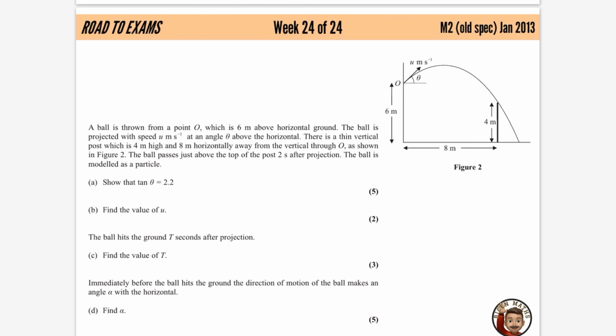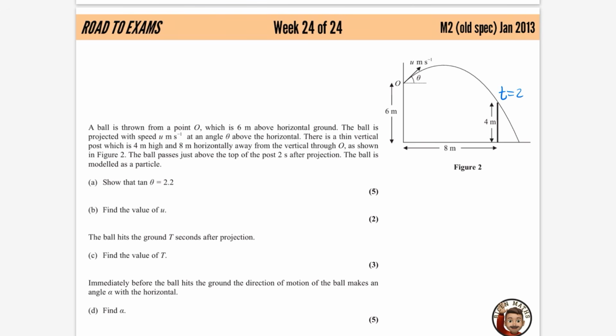So here we've got that a ball is being thrown from a point O in this projectiles question, which is 6 meters above horizontal ground. The ball is projected with speed u at an angle theta above the horizontal. We can see that in the diagram. There is a thin vertical post which is 4 meters high and 8 meters horizontally away from the vertical through O, as shown in figure 2. The ball passes just above the top of the post 2 seconds after projection, so we know when it gets to here, t is equal to 2.